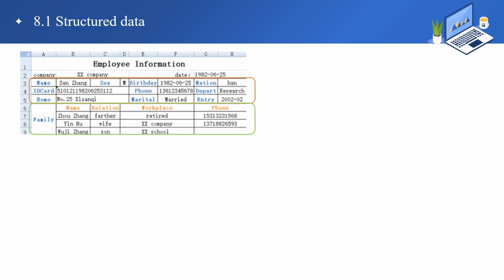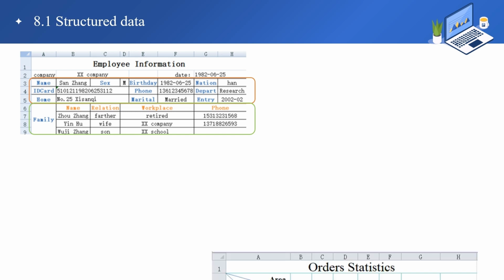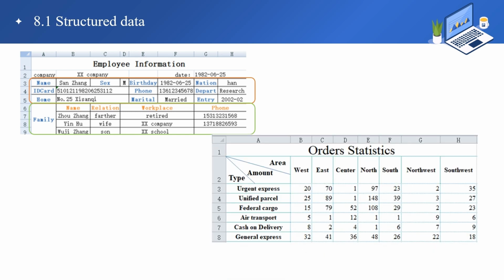A data table can only have one set of data structure and can only describe one kind of things. To fully describe the information of an employee, two data tables are required, that is, an employee data table and a family member data table. There is another case like this. This looks like a row table, and it should be easy to extract structured data. But what is the data structure?